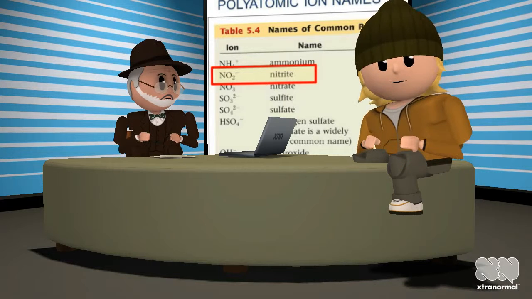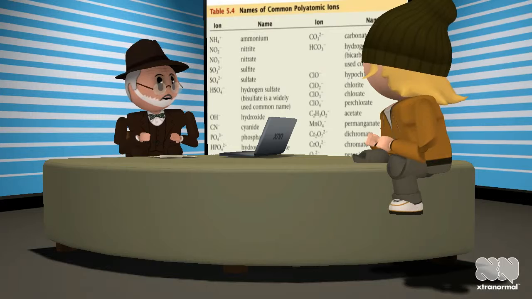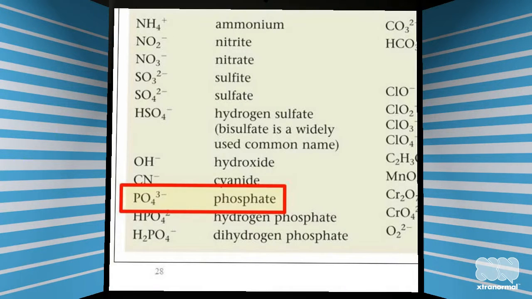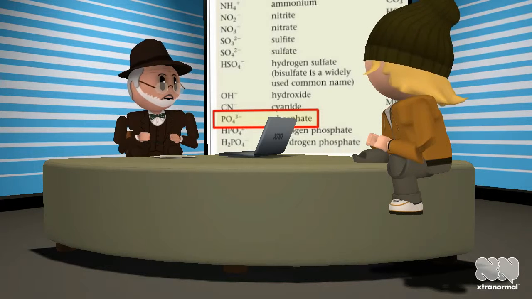That sounds pretty easy. How about another example? Sure. Try to find the name for PO4 with three negative charges. Is that the phosphate ion? Yes, that is correct. I think you got it now. And if you combine it with a metal, like calcium, you end up with calcium phosphate.